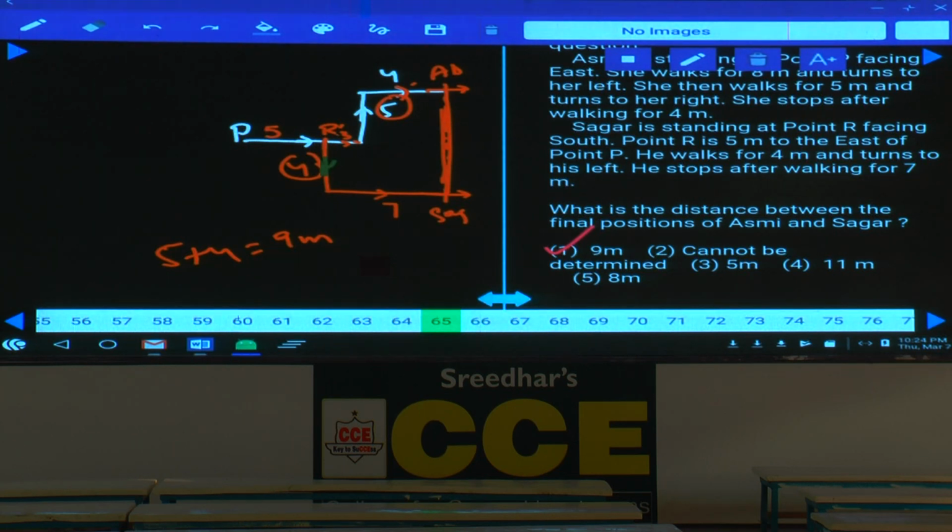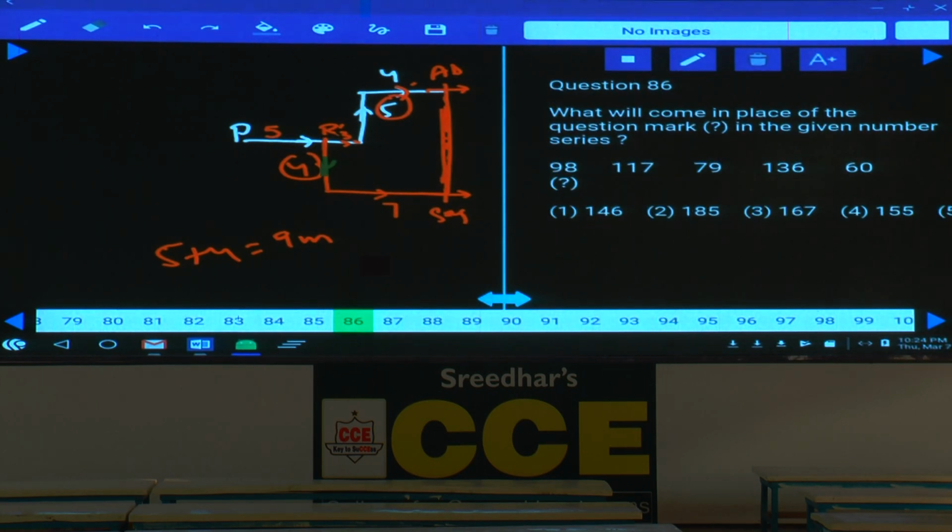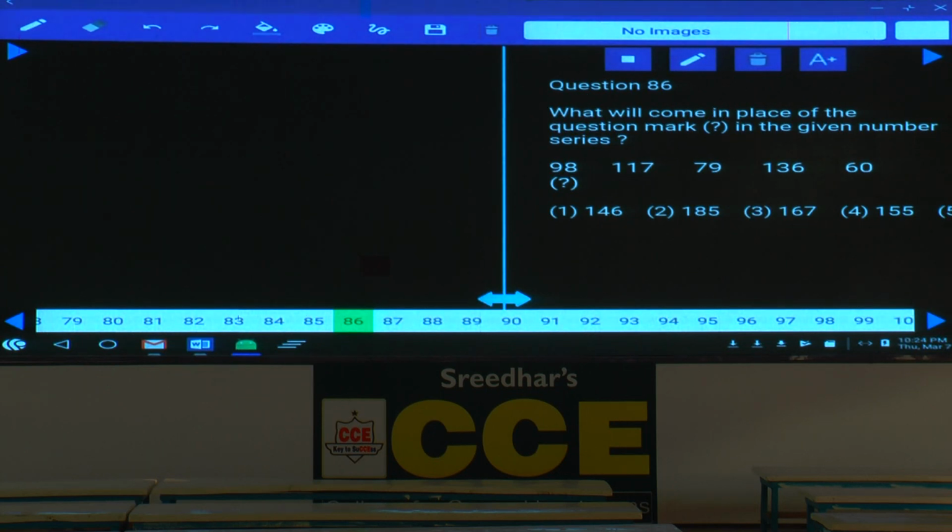Then, as number series is completed, question numbers 86 to 90. Now 86 to 90: 98, 117, 79 and so on. Then tell me what is the relation between these two?